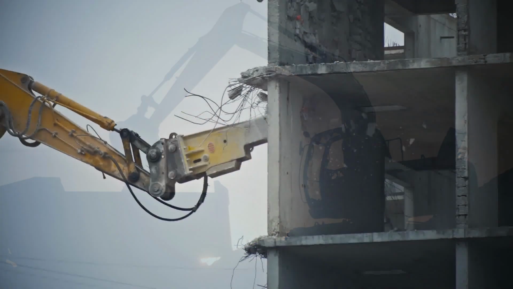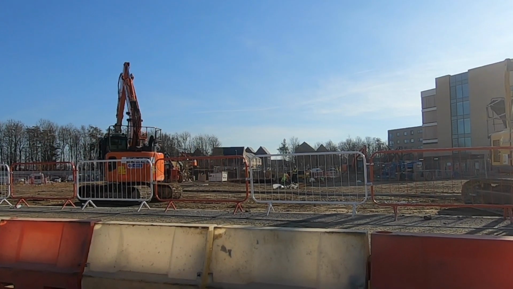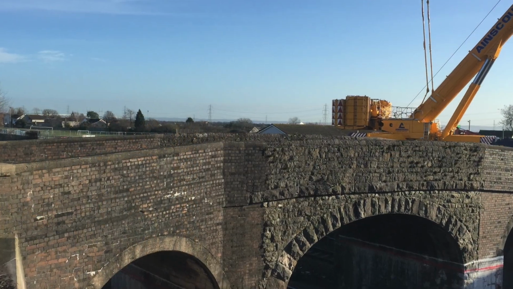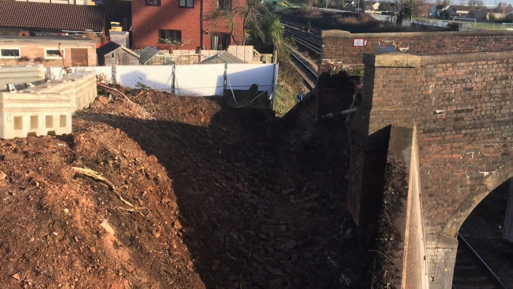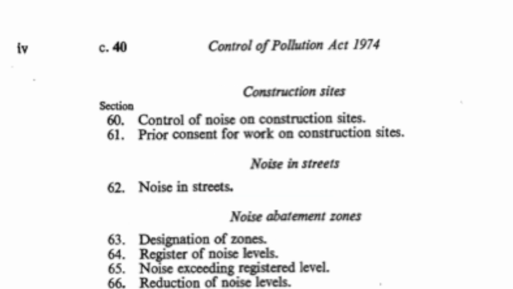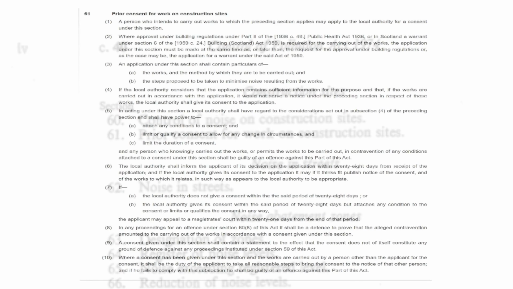This video outlines the process by which developers or contractors can obtain prior consent from a local authority for construction or demolition works. Prior consent is obtained through Section 61 of the Control of Pollution Act 1974, and this is available online.